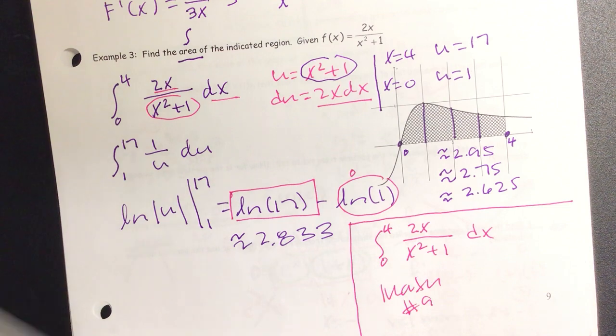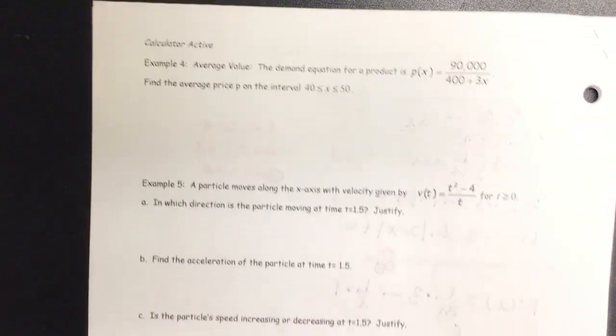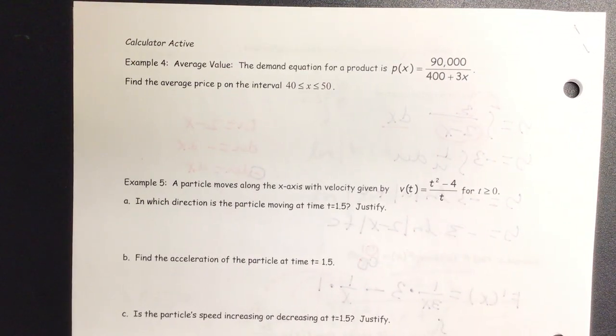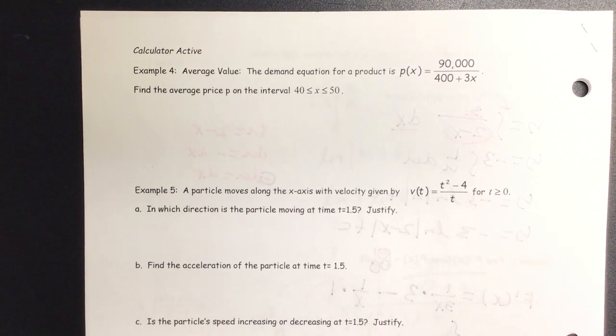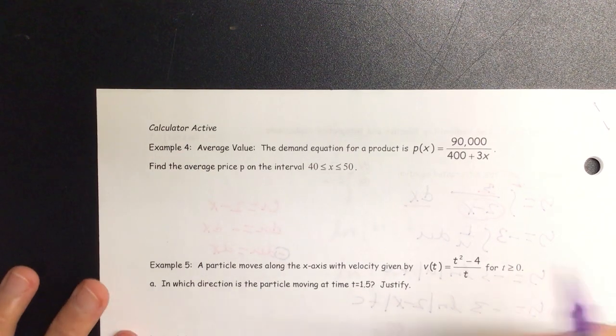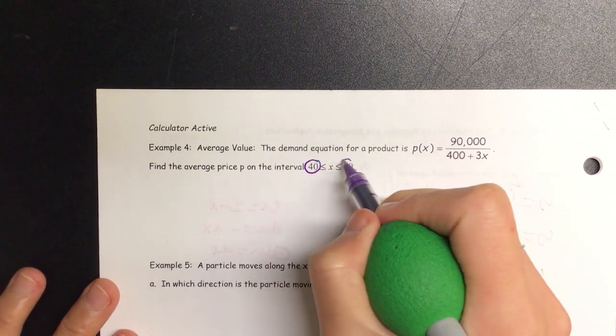So don't miss it if it is on the calculator portion on your next assessment. All right, last page. On the last page, we're going to use almost all of them on the calculator. So let's write all the tricks behind this. Jameson, let's read example number 4. Average value. The demand equation for a product is P of X equals 90,000 over 400 plus 3X. Find the average price P on the interval 40 is less than or equal to X is less than or equal to 50.